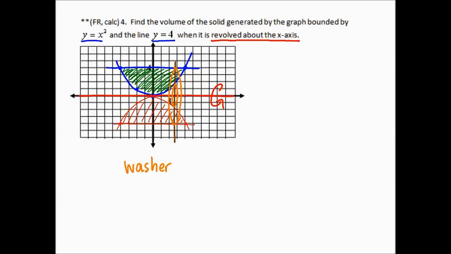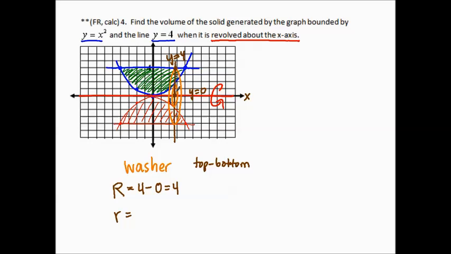Therefore, I have to find 2 radii, big R and little r. Now, just like the disk method, if my axis of rotation is horizontal like the x-axis, I'm going to be working with respect to x. Just like with the disk method, if I'm working with respect to x, my radius is measured top minus bottom. So let's write down that we're working top minus bottom. Top of big R is the line y equals 4. Bottom of big R is the line y equals 0.